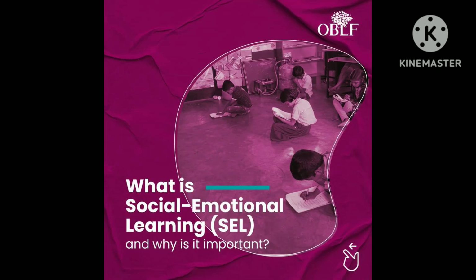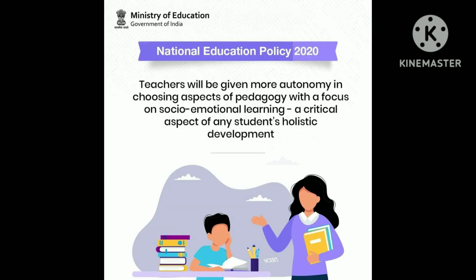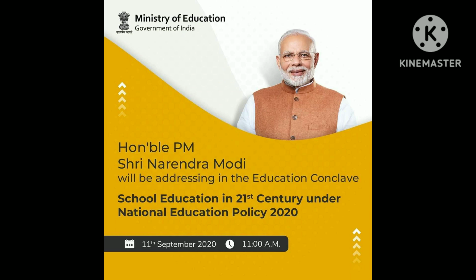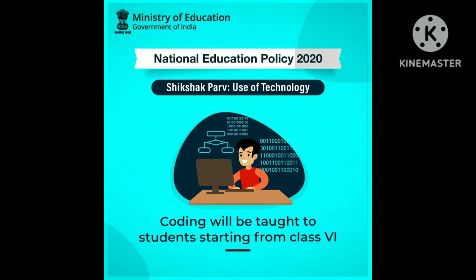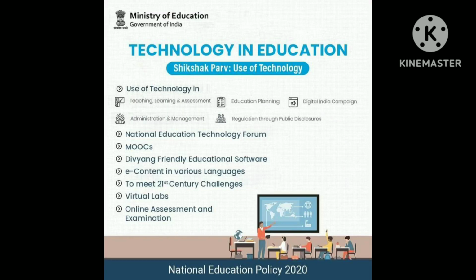Next one, increase access, equity and inclusion through a range of measures, including greater opportunities for outstanding public education, scholarships by private universities for disadvantaged and underprivileged students, and online education and open distance learning also provided. The aim will be to increase the gross enrollment ratio in higher education, including vocational education, from 26.3 to 50 percent only.